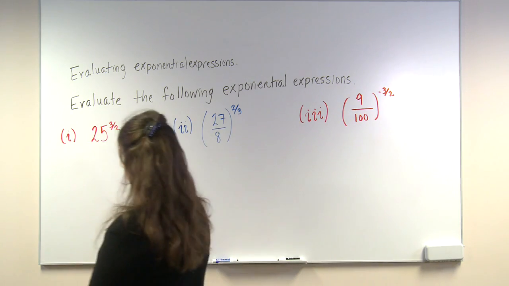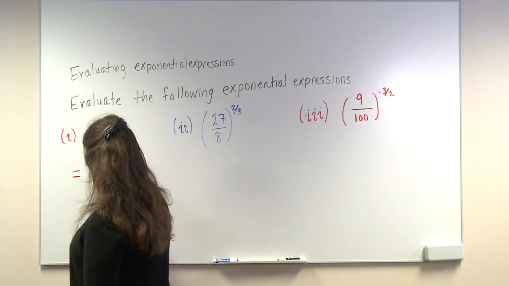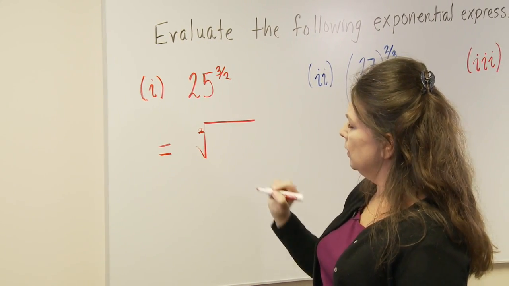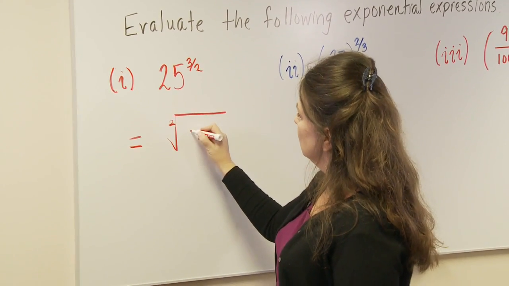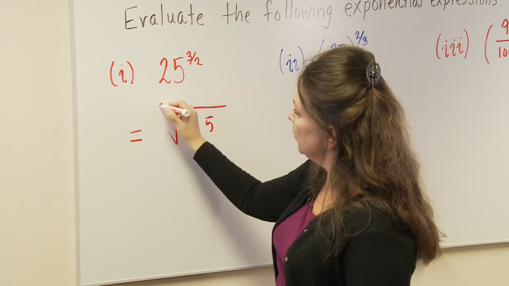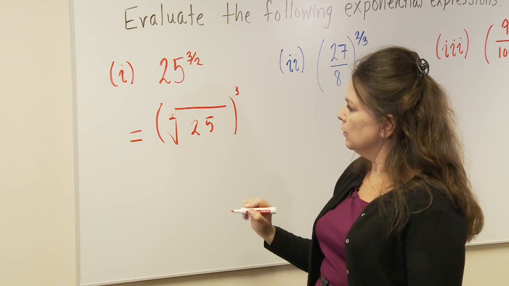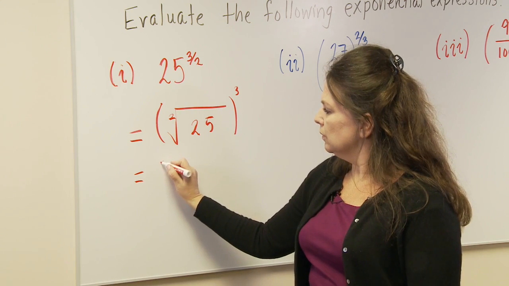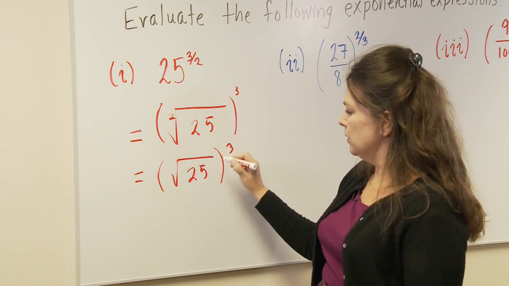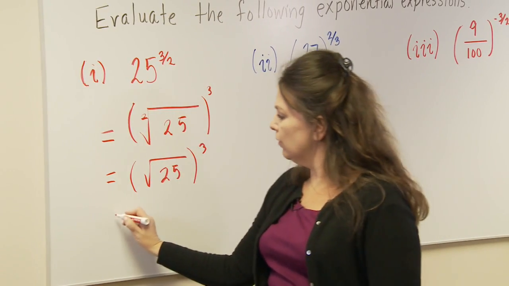So we have 25 to the 3 halves. I'm going to rewrite this as the second root. I'm going to take that denominator of 2 and put it in the index of the radical of 25. And then what's in the numerator, I'm going to put in the power. So the second root of 25 is equivalent to the square root of 25, and the square root is easily evaluated. The square root of 25 is 5.